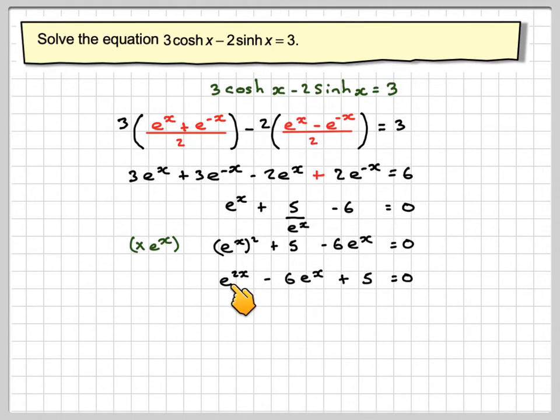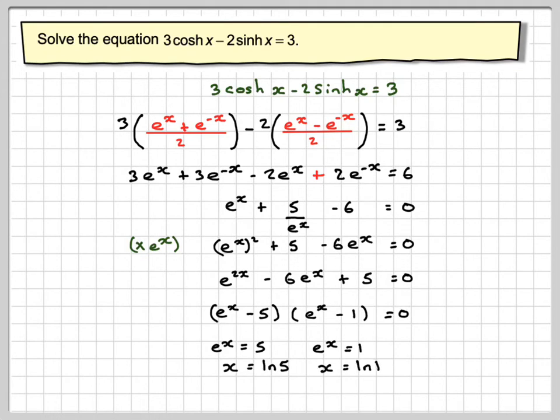This is like (e^x) squared, so it does factorize quite easily. We can have (e^x minus 5)(e^x minus 1) is equal to 0. And therefore either e^x is equal to 5, which means that x is ln of 5, or e^x is equal to 1, which means that x is equal to ln of 1, and ln of 1 is equal to 0. So we have two solutions: x is equal to 0 or x is equal to ln of 5.